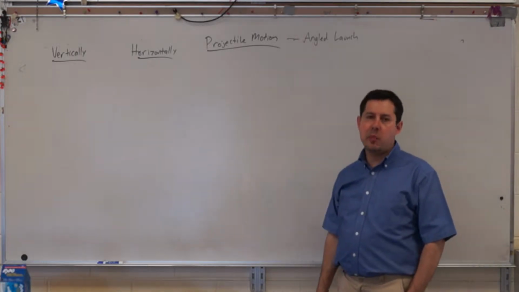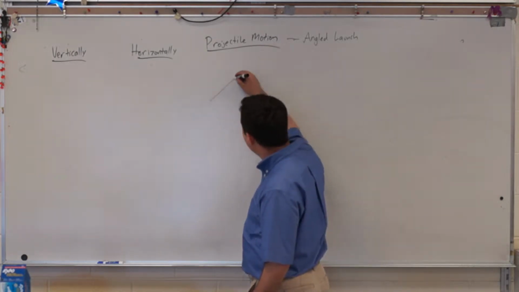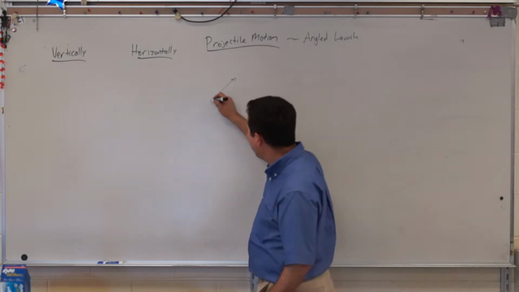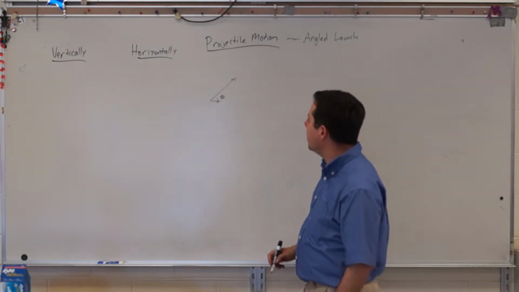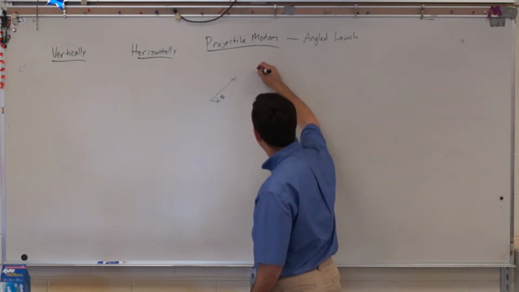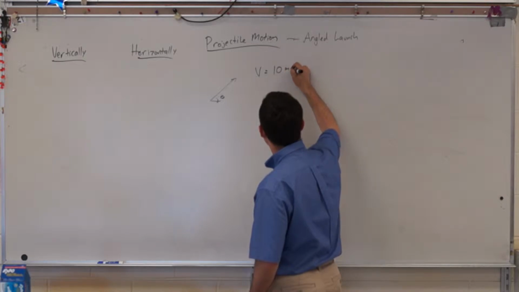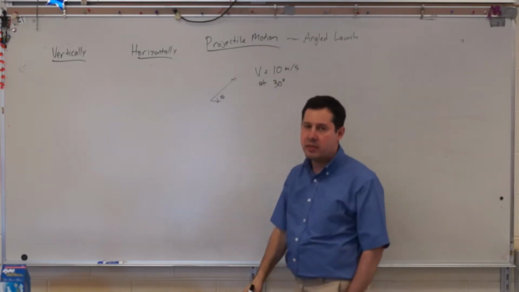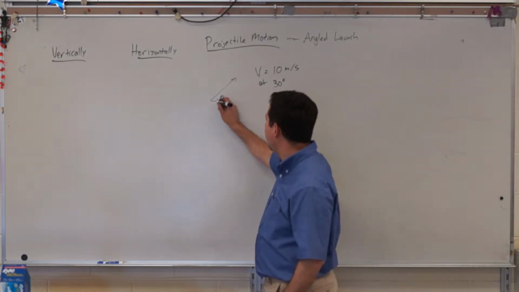Okay, I want to talk about projectile motion with an angled launch. What I mean is a launch that is done with a velocity oriented at a particular angle. We'll usually measure that angle from the eastern horizon. So let's say, for example, that the velocity is 10 meters per second at an angle of 30 degrees, just to make this nice and simple. And we can use vector components to break it down.